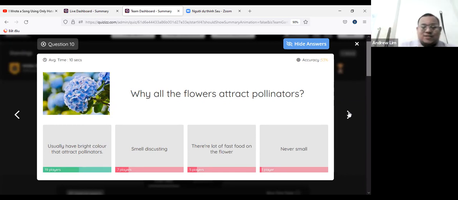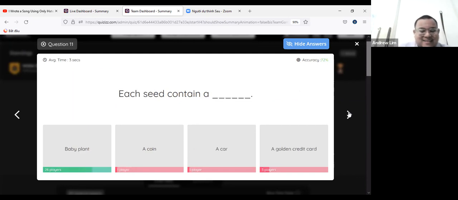All right, so this question, please. Every single seed in the fruit will eventually form into a plant. So each seed actually contains a baby plant. It cannot contain a car. It cannot contain a coin. Neither can it contain a golden credit card. If it's a golden credit card, let me know. I will go to the market and buy seeds and make payment. I don't mind going to buy a seed just to make it a golden credit card.